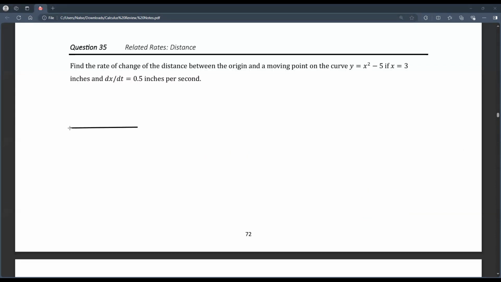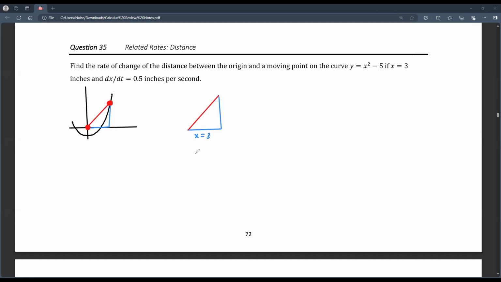Question 35 asks us to find the rate of change for the distance between the origin and a point moving on the curve y equals x squared minus 5. By drawing out the curve and locating the key points, we see that the distance between the 2 points forms the hypotenuse of a right triangle. We can use this right triangle to relate the distance to the point that is moving along the path of the curve. We should start by outlining the side lengths of the triangle, as well as their rates of change.